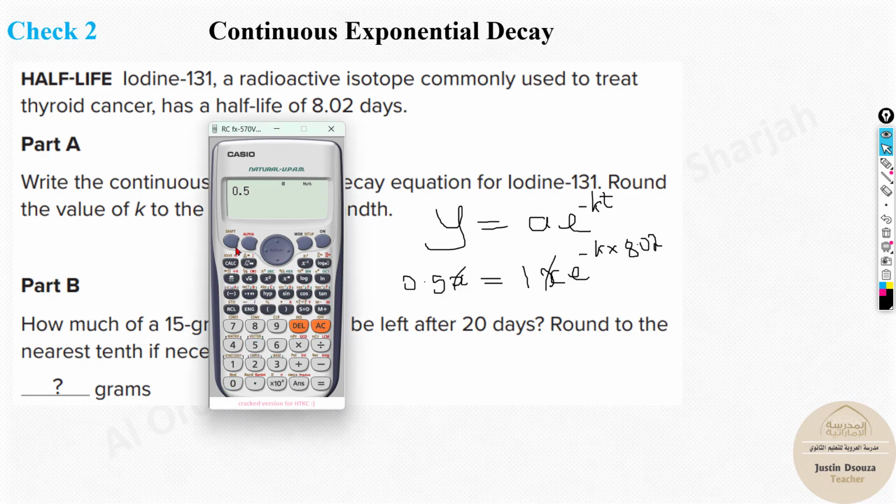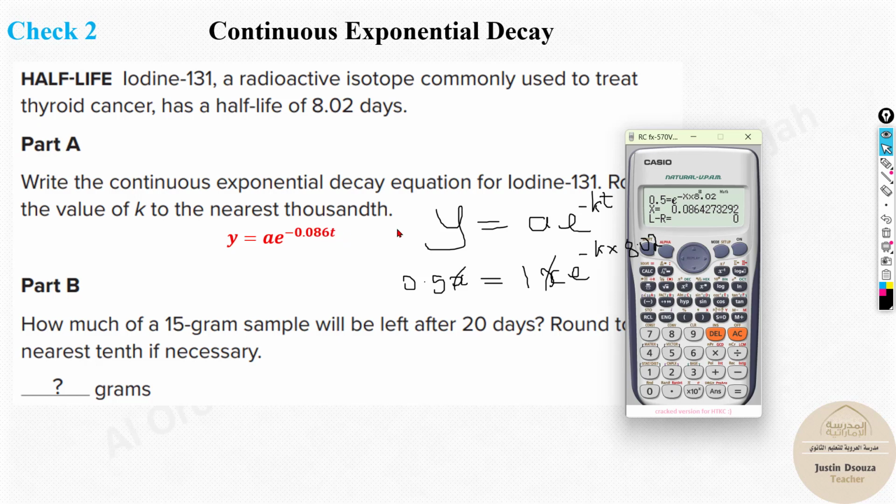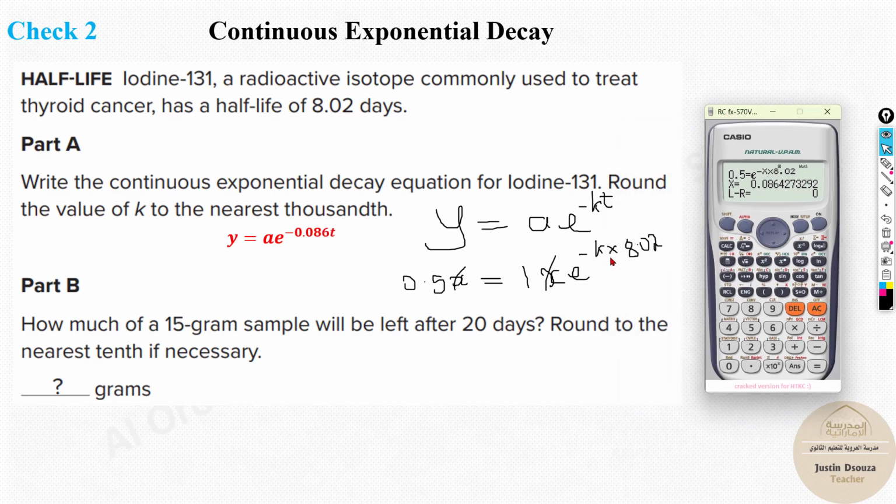So 0.5 equals e to the power minus k, the unknown value we are finding out, times 8.02. Shift and solve, you will get the answer 0.86. So that's the answer. But always remember this minus sign is there, indicating decay. If you don't put this minus sign and shift and solve, you'll get a negative answer. So this minus is important because it's reducing. I hope this is clear.